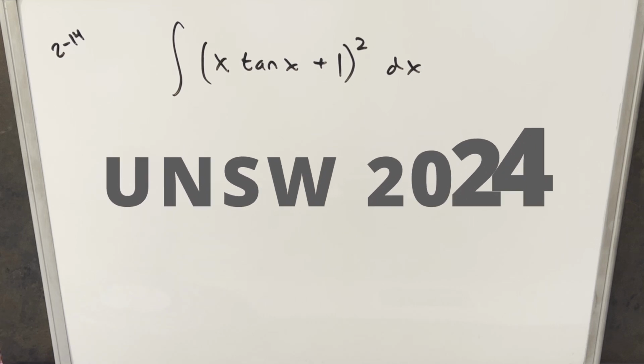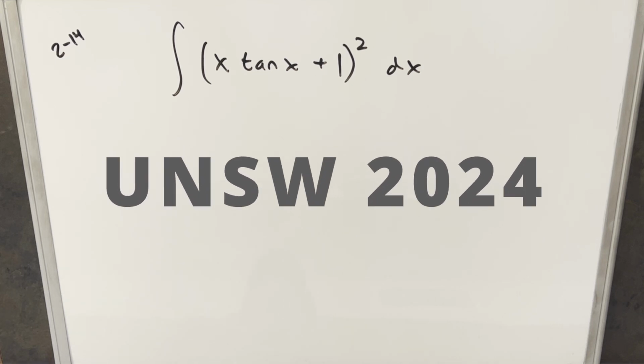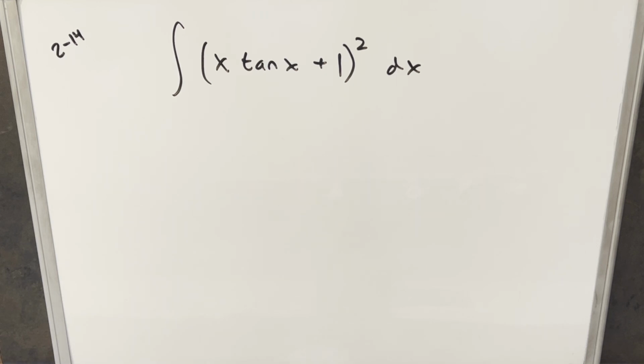Okay, we have another interesting integral from the UNSW Integration Bee 2024. This was round 2, problem 14. We have the integral of (x tan x + 1) squared dx. Okay, now this was a good one. This was actually a pretty interesting variation on something we've done before.